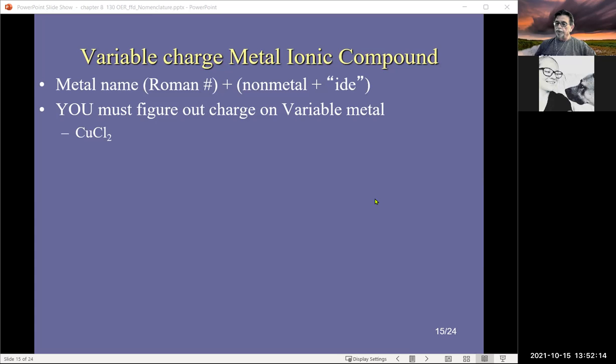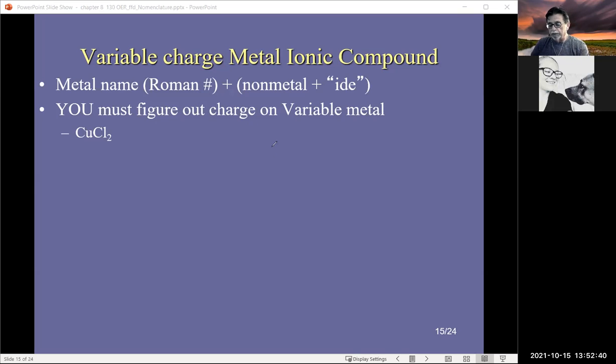So for the variable charge elements, you have to determine what the charge is on the metal. And we know that the chlorides are all -1 and that there are 2 of them. So that gives you a total -2 charge. And the overall molecule charge is 0. That tells you that copper here is a copper +2. Okay? And we work that through.